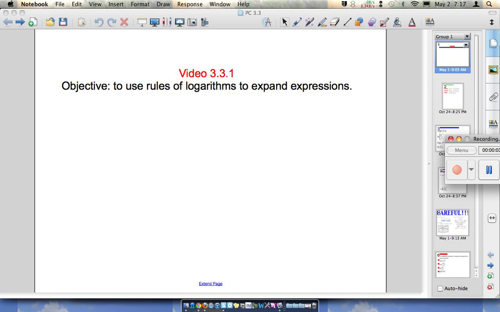This is video 3.3.1, and the goal here is to use logarithms to expand expressions. These are going to be some key skills to being able to solve logarithms for missing values that we'll be doing in the next section. So understanding these properties will be essential.